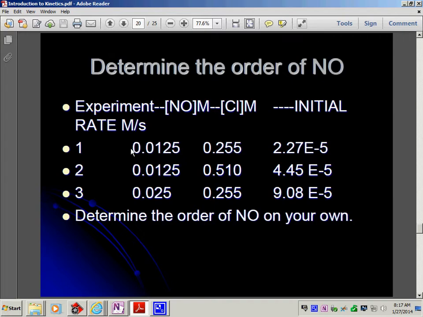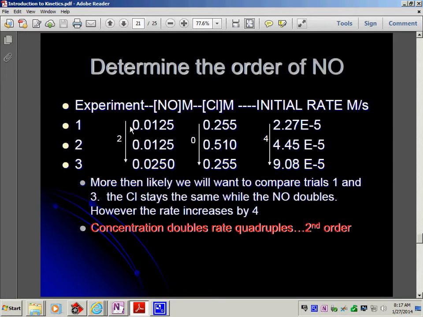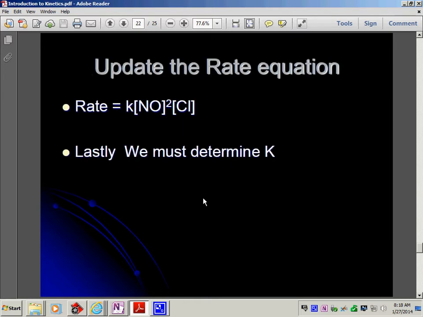That says, okay, 1 to 3, the nitrogen monoxide doubles. The chlorine does nothing. So any change in rate now will be due to the change in concentration of these guys. Therefore, 1 to 3, it goes from 2.27 to 9.08. I would simply divide 3 by 1, which gives me 2. Dividing 9.08 by 2.27 gives me 4. So a 2 to 4 ratio is second order. There. Now I have my rate law.